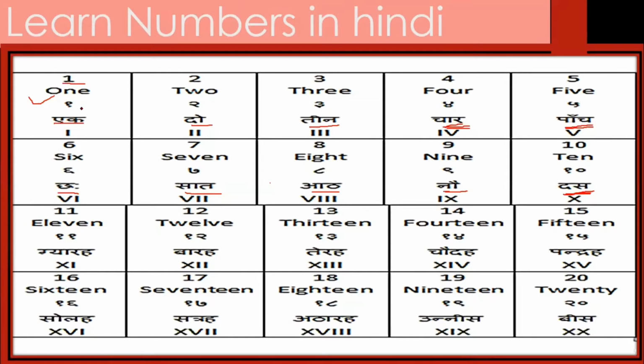एक. The way of writing the Hindi numbers is different also. Ek is written like this. Ek, ek, do. You can see do is written like this. Okay. Teen. Make three and then curve. Teen. Char. It looks like half eight.